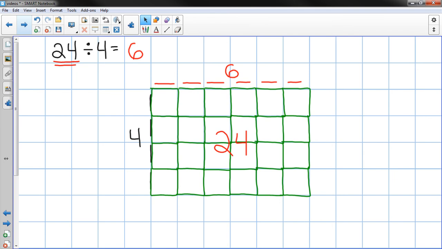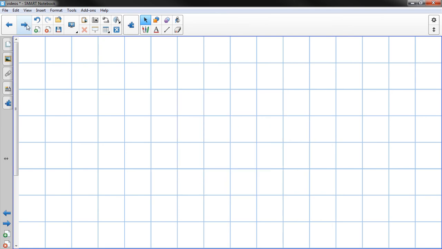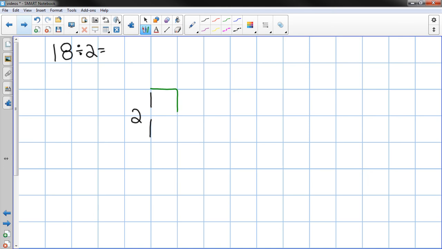Let's try another one. We'll start fresh. Let's try 18 divided by 2. So we've got to set this up. If you recall, we start this way first. 2. And now I'm going to start filling that in with these squares. So there's 1, 2.